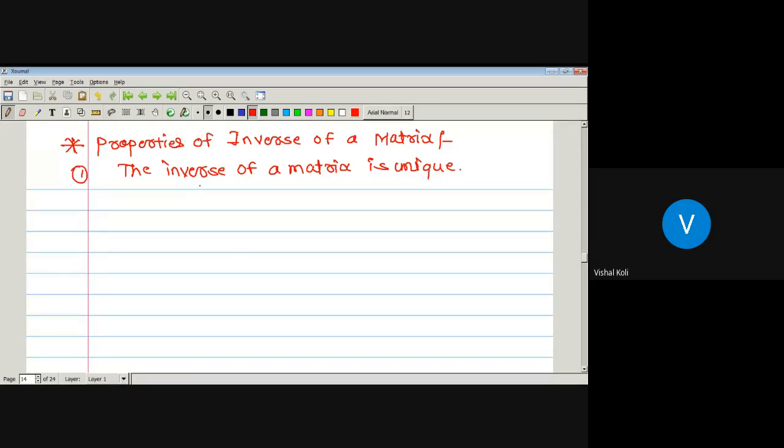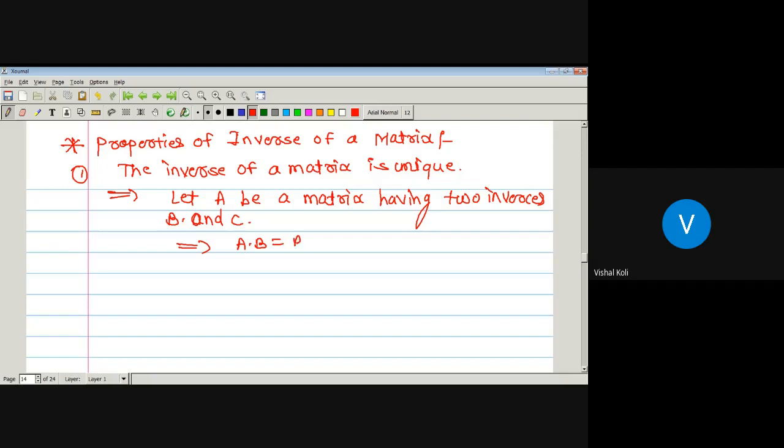See its proof. Let A be a matrix having two inverses B and C. Then by definition of inverse of a matrix, as B and C both are the inverse of matrix A, A into B equals B into A, which is equal to I. And also C is the inverse, so A into C equals C into A equals I. Now let us consider CAB, which can be written as C into matrix AB, which is equal to C into I, since A into B is I, and which is equal to C.